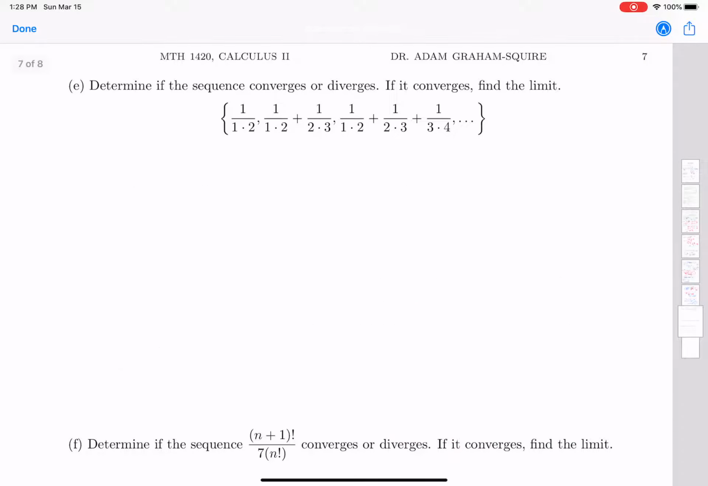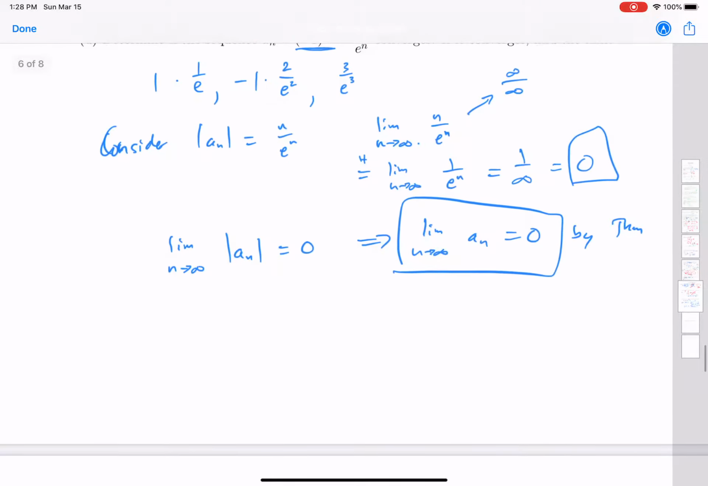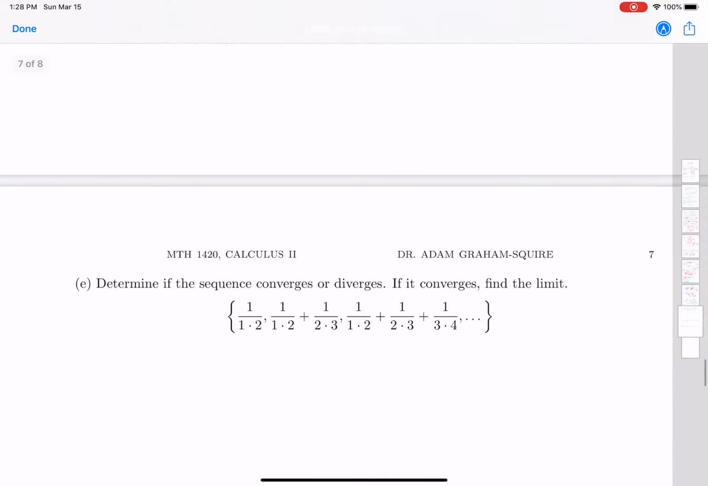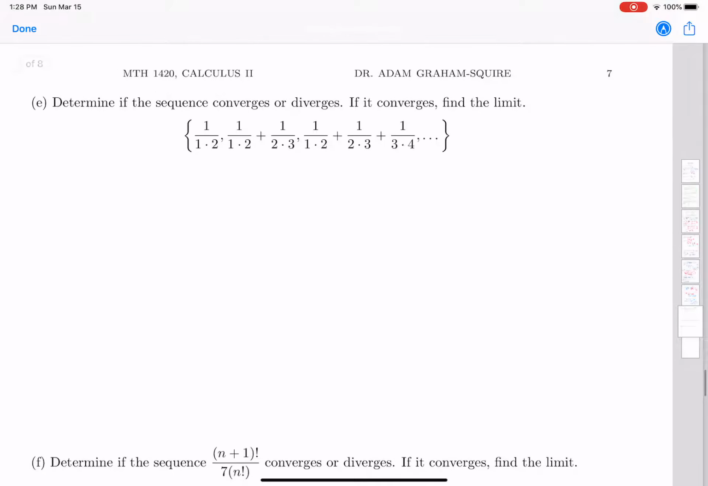All right, so we just finished letter D, and we're now going to go on to question E. Determine if the sequence converges or diverges. If it converges, find the limit.